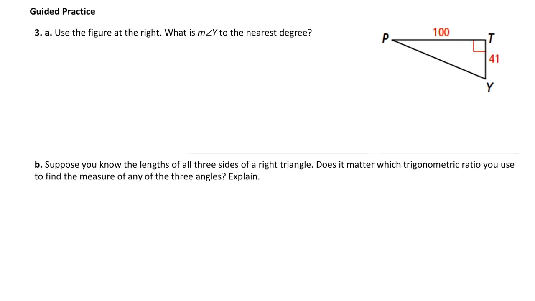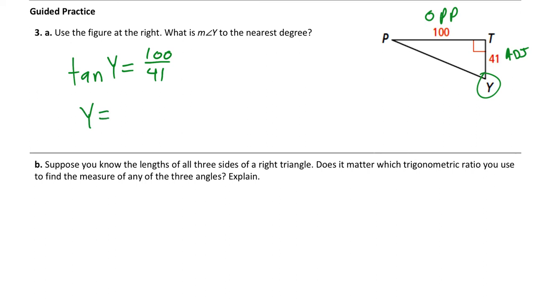So in example 3, to find the measure of angle y, we're going to circle y. That's our reference angle. 100 is opposite. 41 is adjacent. So we're going to use the tangent of y, and that's going to be equal to opposite over adjacent, 100 divided by 41. So the measure of y is equal to the inverse tangent of 100 divided by 41.